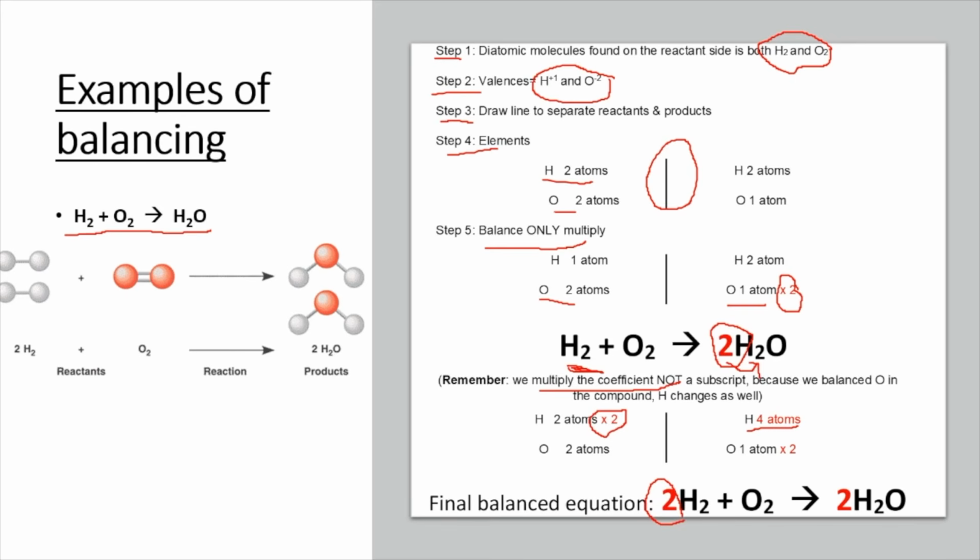2H2 plus O2 gives us 2H2O. If we have a look at our diagram equation over here, this is a balanced equation. We have 2 hydrogen molecules plus 1 oxygen molecule gives us 2 water molecules.